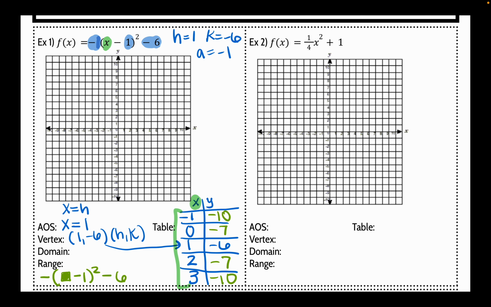Now we're going to plot. So negative 1, you're at negative 10. Zero, you're at negative 7. 1, you're at negative 6. 2 is negative 7. And 3 is negative 10. So you see how those points follow that nice parabola curve? That's what we're going for.